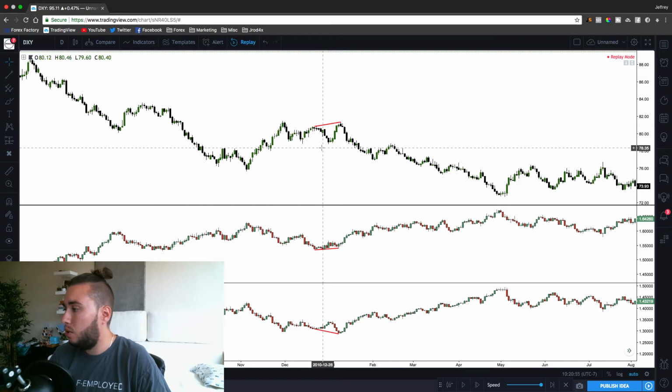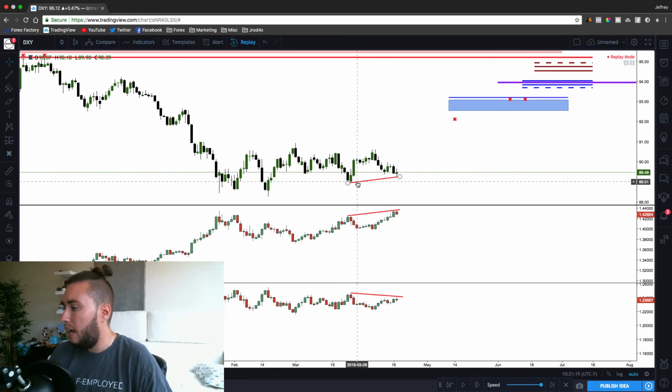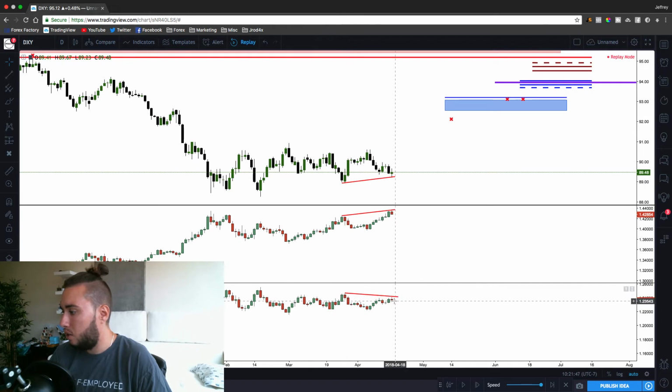I want to go ahead and show you a more recent example that we've had, and we're going to go over that right now. This is a more recent example that we had between March and April. And again, at the top, we have dollar index right here. In the middle, we have cable. And then right here at the bottom portion, we have euro dollar. So looking at dollar index, we could see the market made a higher low. Looking at cable, we could see the market made a higher high. And looking at euro dollar, we could see the market made a lower high.